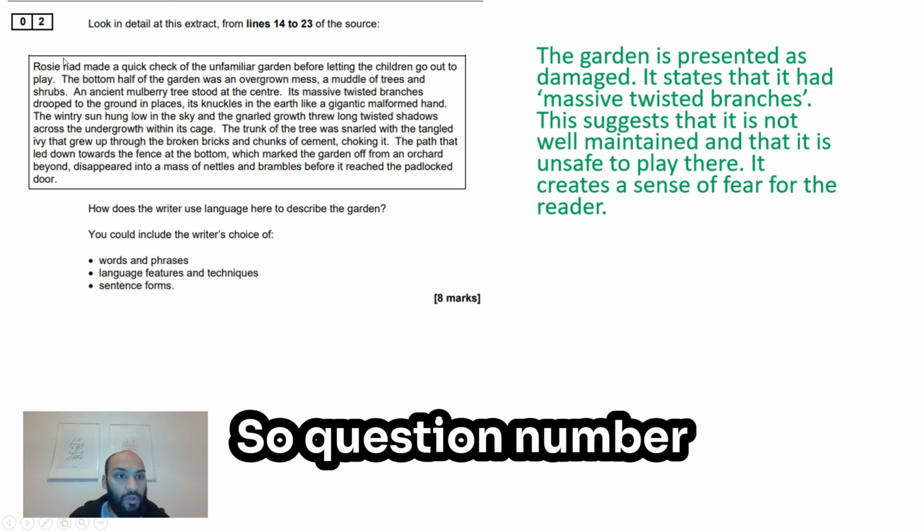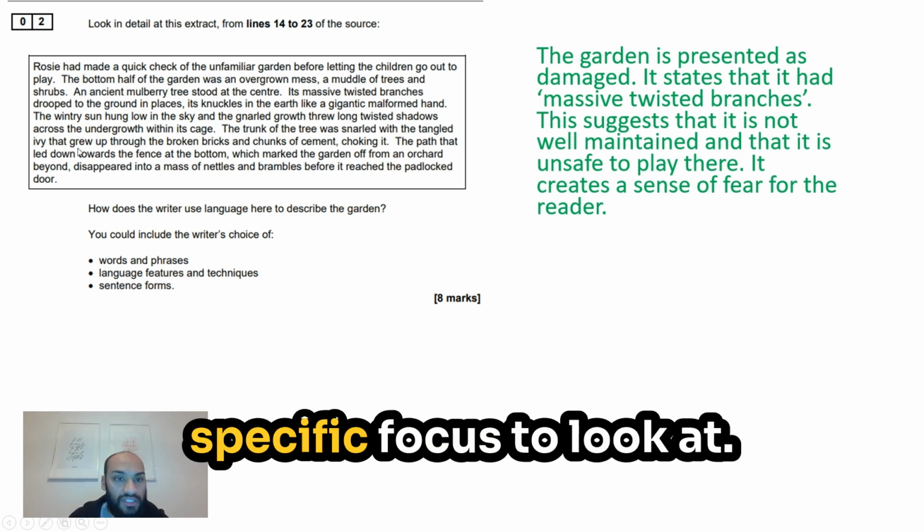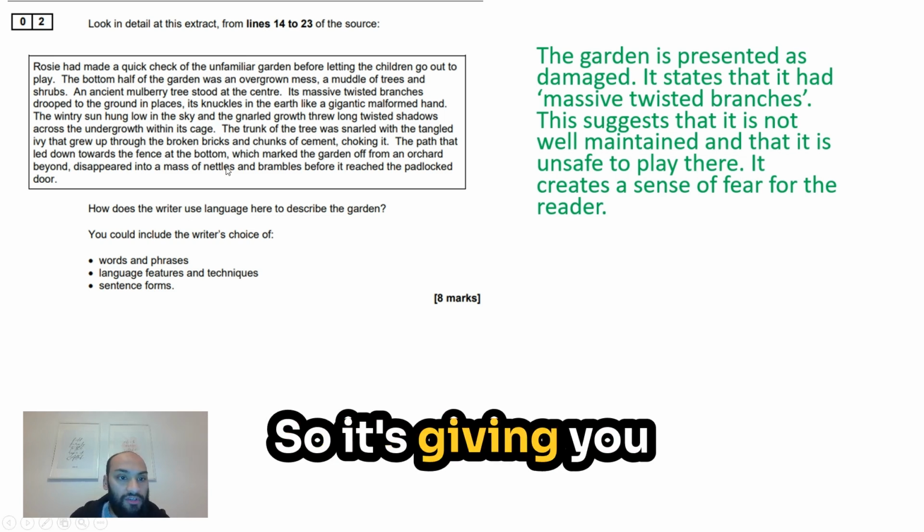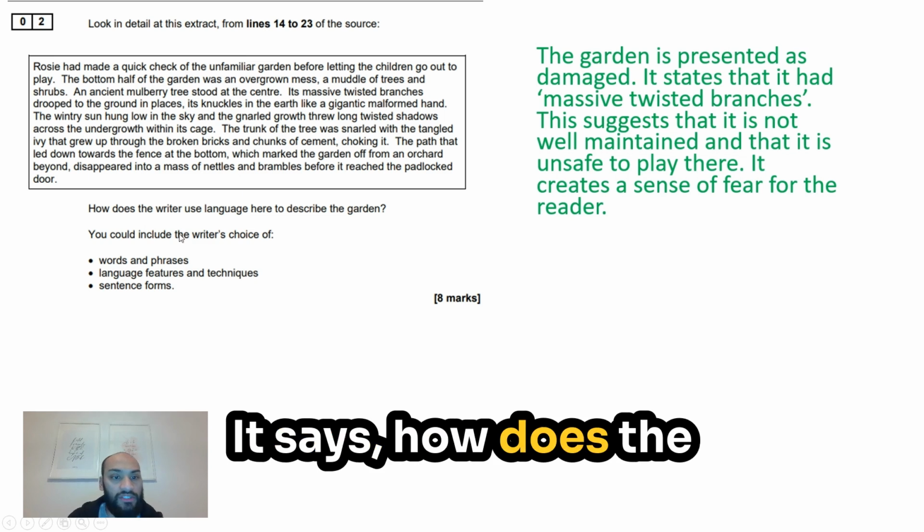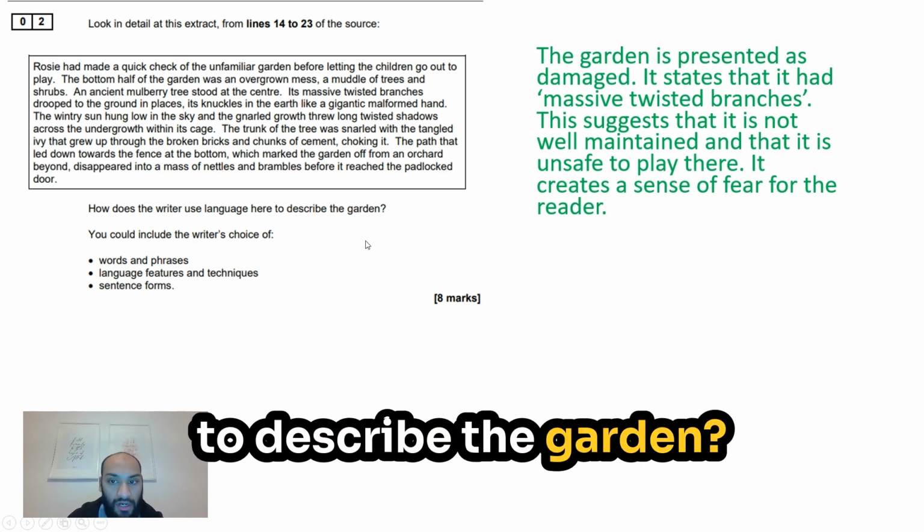So question number 2 always gives you a specific focus to look at. So it's giving you a paragraph here. It says, how does the writer use language here to describe the garden?